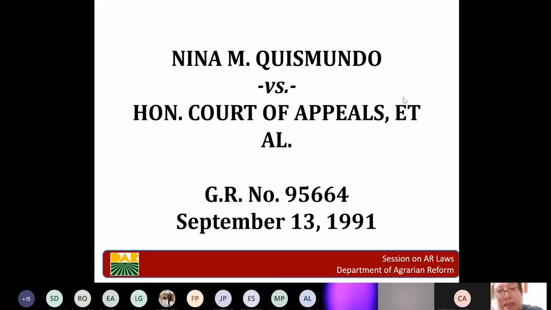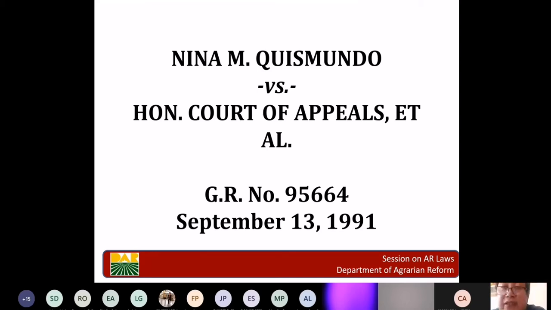So what is Section 56? Section 56 is the mandate of the Supreme Court to designate in each judicial region at least one regional trial court to act as a special agrarian court. And then what is Section 57? Section 57 is the jurisdiction of the special agrarian court.